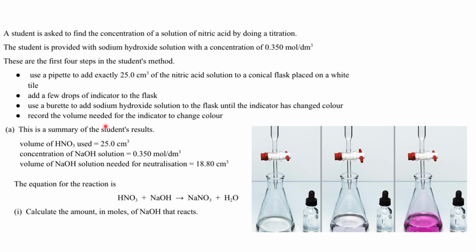Now, this is a summary of the experiment. These are the information which we need to make the calculation. The volume of nitric acid is 25 cubic centimeter. The concentration of sodium hydroxide solution is 0.35 mole per decimeter cube. And the volume of sodium hydroxide solution is 18.80 cubic centimeter. The equation for the reaction is HNO3 plus NaOH gives NaNO3 plus H2O. Calculate the amount in moles of sodium hydroxide that reacts.